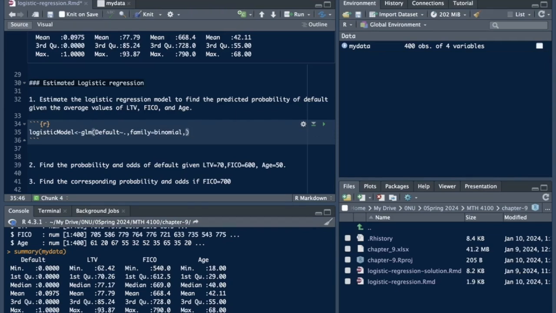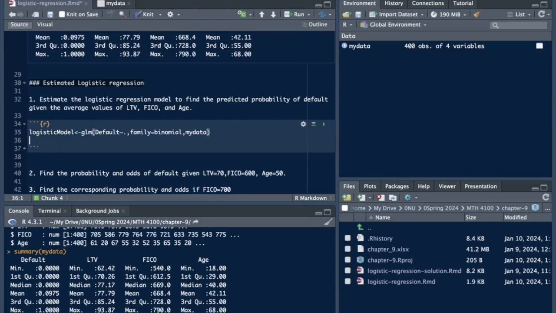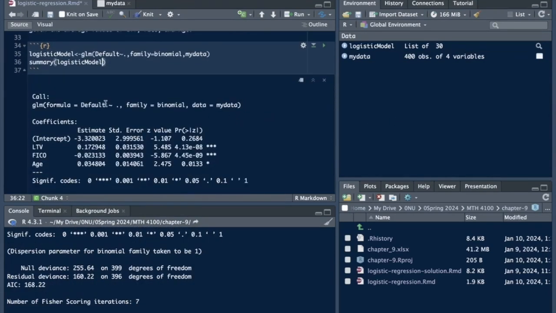I call it my data. If you'd like to specify, you can write data equals my data. If you leave it as my data, as you used to do, this is also fine. Both of them are correct, and you can try and see. After that, I would like to look at the summary of the logistic model. Let's run these two. So this is the formula of the default.